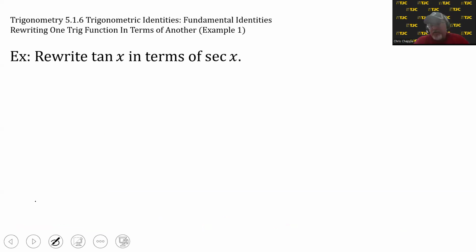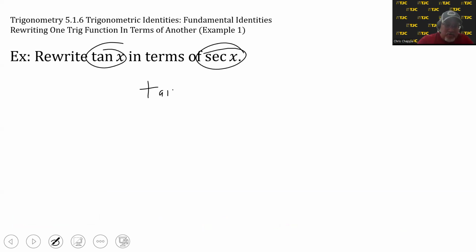Well, same way we did the previous problems where there was a specific value involved. We found a trig identity that connects the function we're starting with and the function we want it in terms of. Do you know a trig identity that connects tangent and secant? You should. It's a Pythagorean identity.